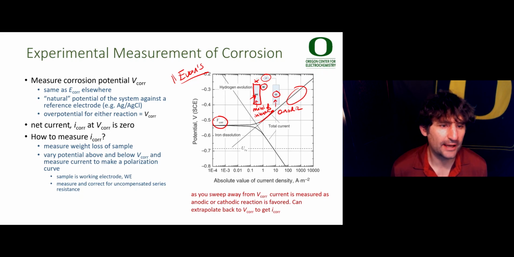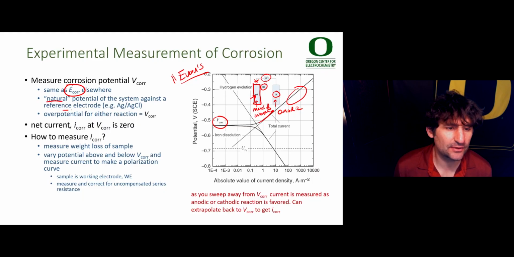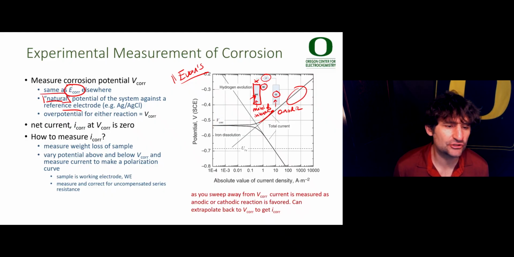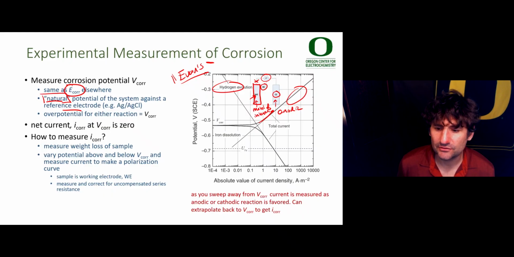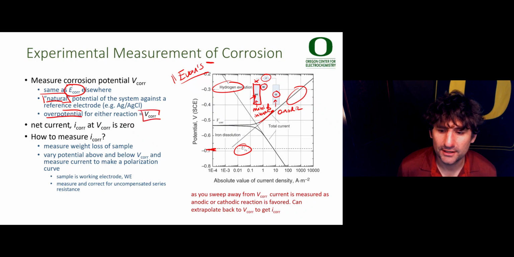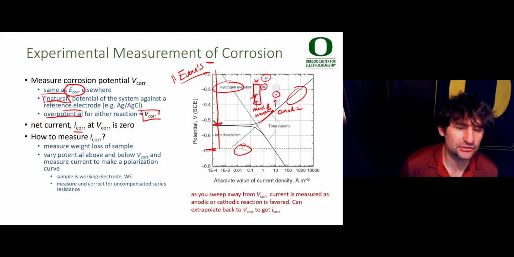Okay, so let's walk through that. We can measure the corrosion potential, sometimes called E-corrosion. It's what's referred to as the natural potential of the system against the reference electrode. Its natural potential is set by the fact that it's simultaneously driving an anode and cathode reaction. And so that potential is going to be somewhere in between the equilibrium potential for hydrogen and the equilibrium potential, in this case, for iron dissolution. You can calculate the overpotential for either reaction from V corrosion as the difference between those equilibrium potentials and the steady state V corrosion. The net current at the corrosion potential is, of course, zero.